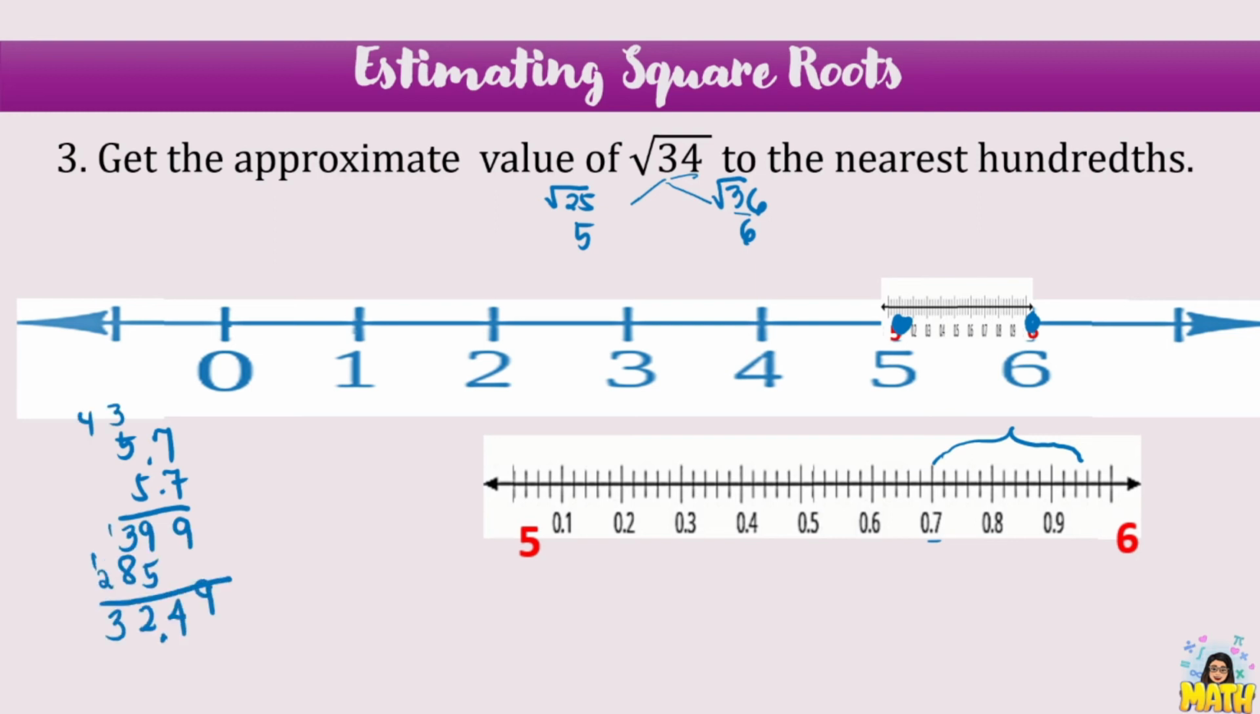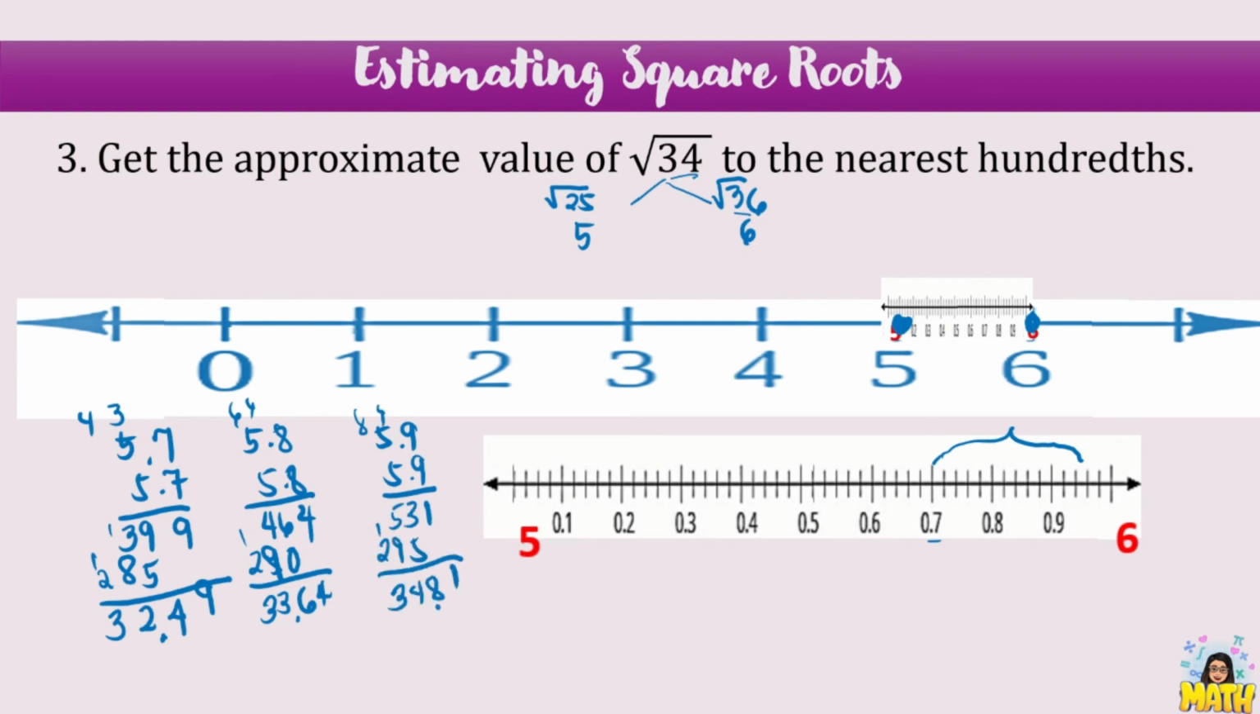So here we have 32.49. Let's have another 5.8. So we have 33.64 na malapit na rin sa square root of 34. Pero try muna natin yung 5.9. So here, we have 34.81. Notice na ang value ng 34 ay almost nasa gitna ng 5.8 and 5.9.